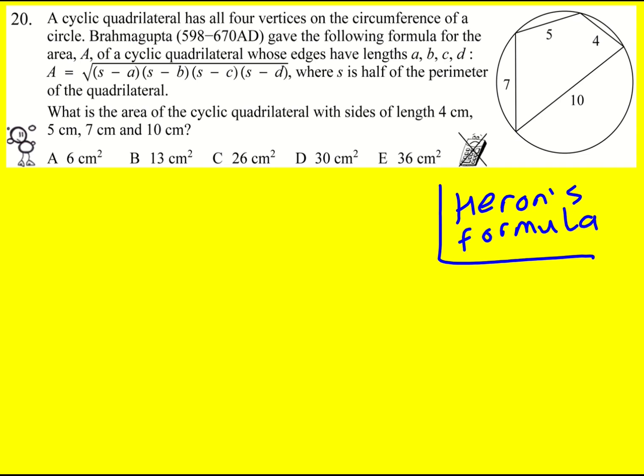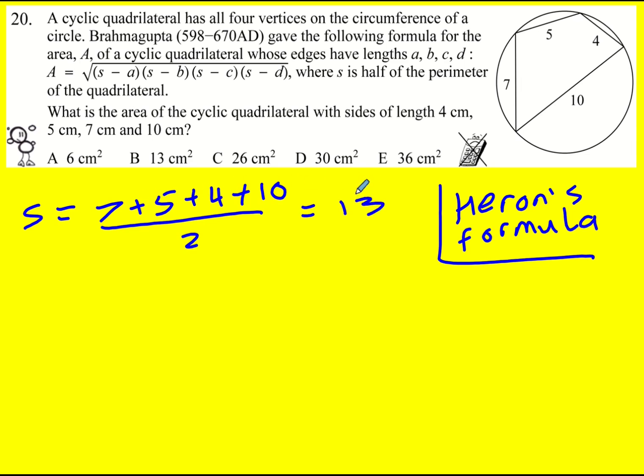So for this question, the semi-perimeter is what you get when you find the perimeter basically. So we're going to add up 7, 5, 4, and 10. But the semi part means we divide it by 2. It's half of the perimeter, a bit like a semicircle is half a circle. So we're going to get 12, 16, 26, it's going to be 13.